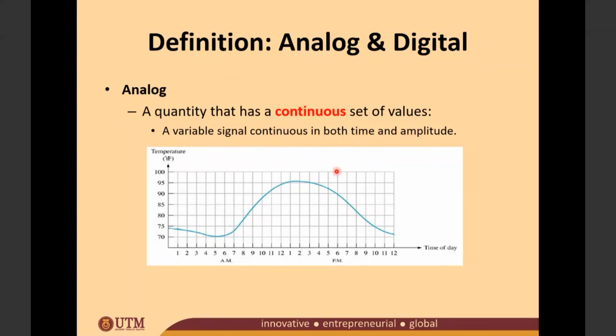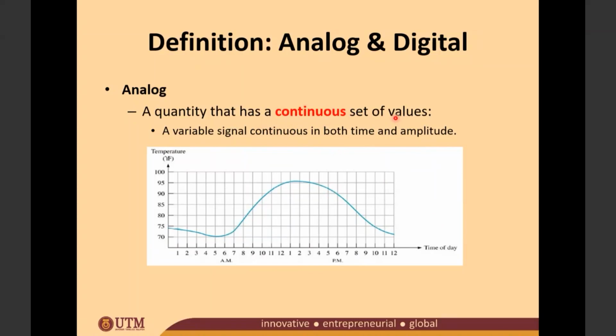For example here, you are going to take temperatures. This temperature will be measured continuously from 12 midnight until the next 12 midnight. The readings of the temperature are taken continuously, every second, non-stop. So that is what we call an analog signal, which is a quantity that has a continuous set of values, meaning that you take the values continuously.